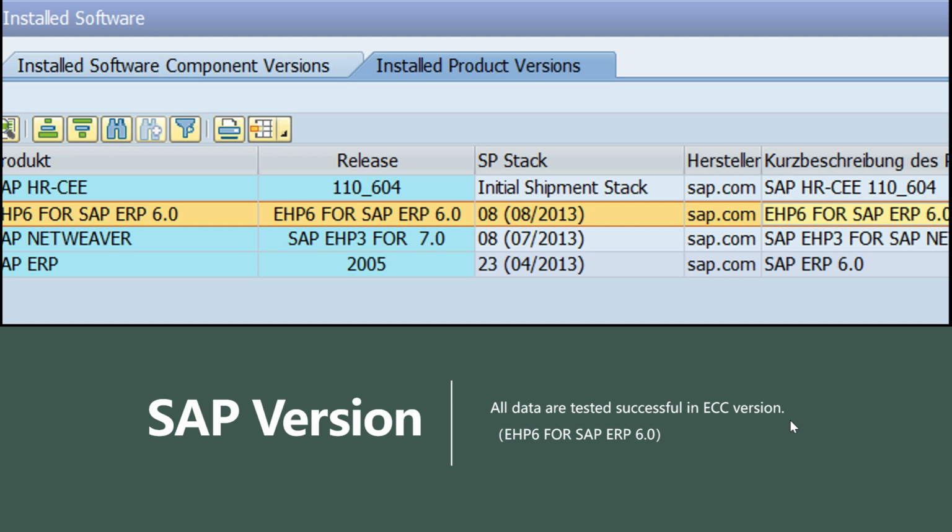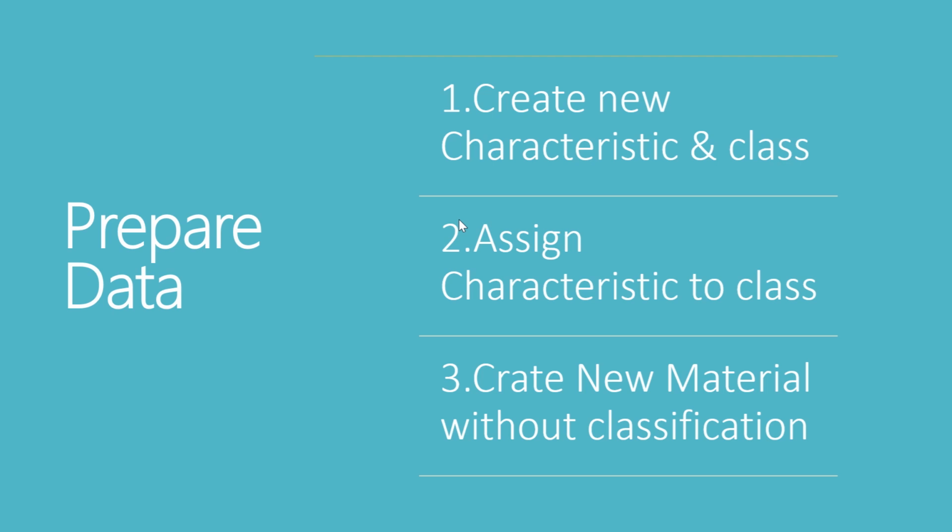Let's start. First, we need to check the SAP version. Here the SAP version needs to be EHP6 or SAP ERP6. Now we need to prepare some data. First one, create a new characteristic list and class. Now we already have the class and characteristic list. Then we need to assign the characteristic to the class. And third, we need to create a material without classification.